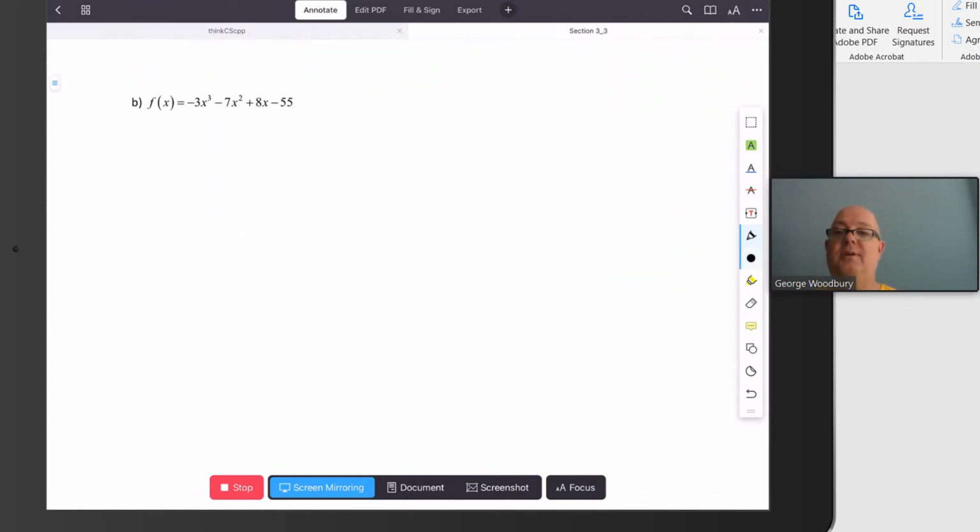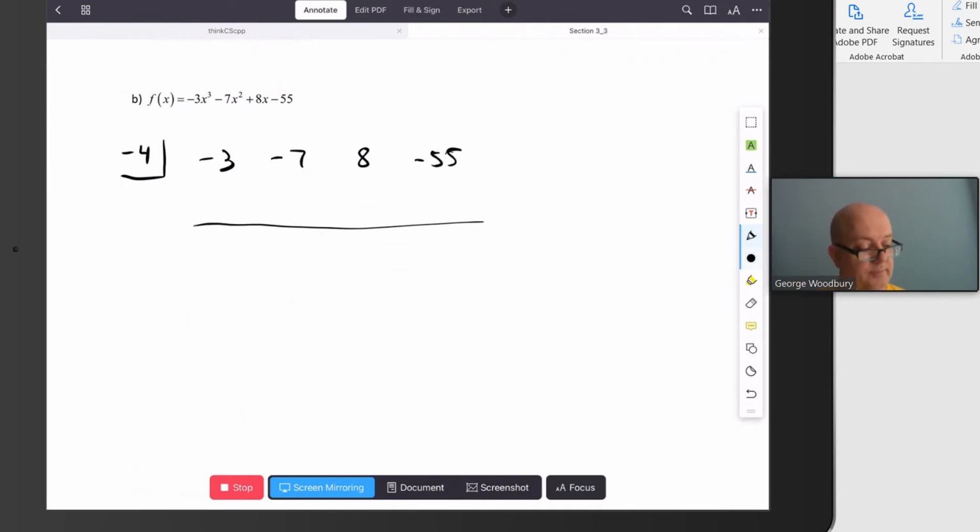So I'm going to try the same thing, also x plus 4, with -3x cubed minus 7x squared plus 8x minus 55. So -4 again. This time our largest degree is 3. So I've got x cubed, x squared, x, and a constant. So no skipping. -3, -7, 8, and -55. Bring down the -3. -4 times -3 is 12. -7 plus 12 is 5.